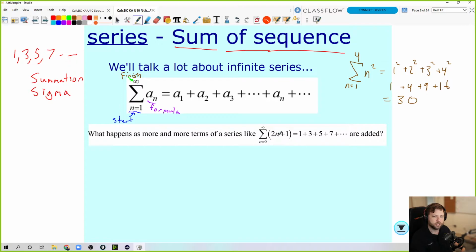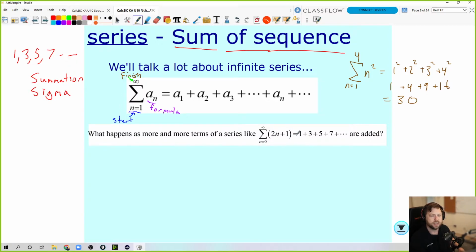Let's say you took a series like this n squared series. If we went up, the next one would be 5 squared, then 6 squared, 7 squared. If I kept adding numbers, we're going to infinity in these cases. These numbers keep getting bigger and bigger, and I'm adding to it. So it's going to infinity.